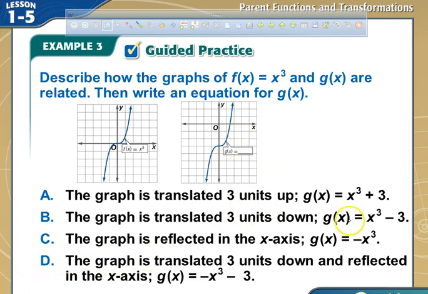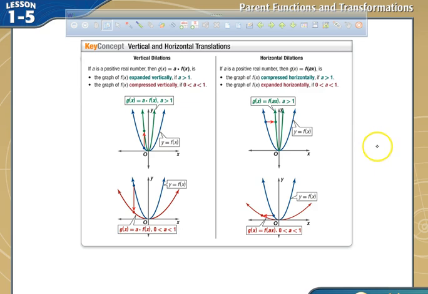All right, what did you all come up with here? What do you think the answer is? B. Let's see if you're right. You're right. It is B because it did translate down 3 units. So right here, you can clearly see it went from here down 3 units. Good job.